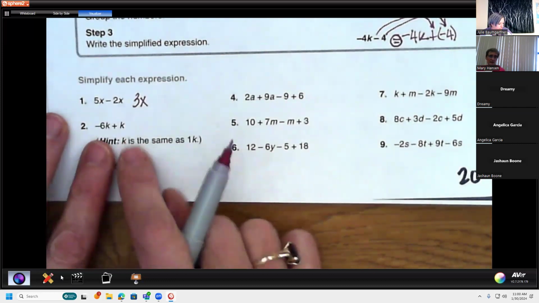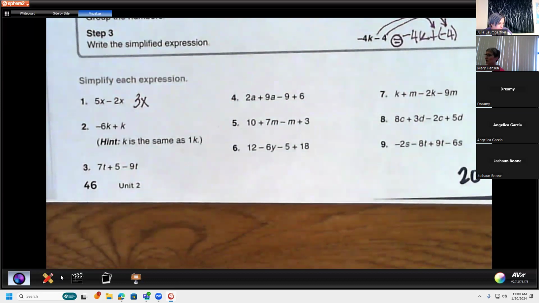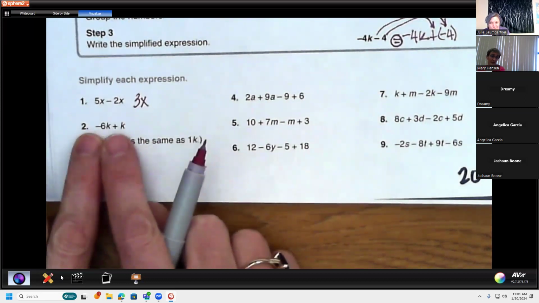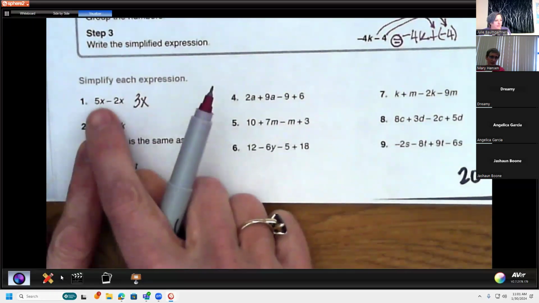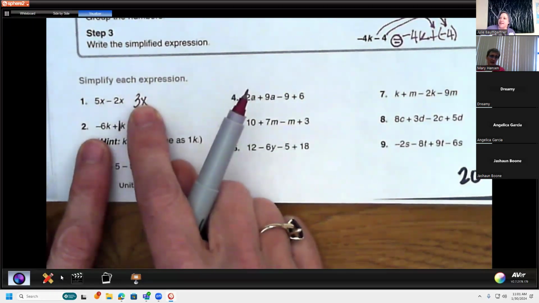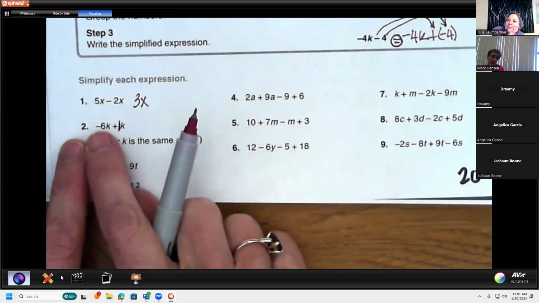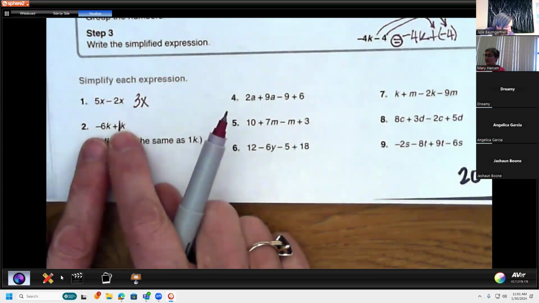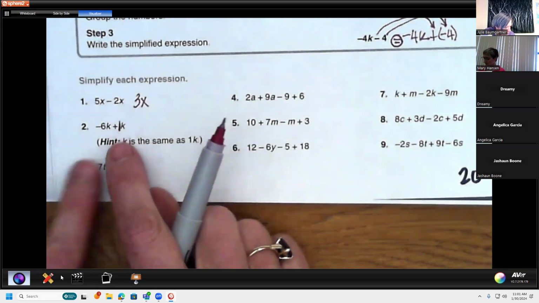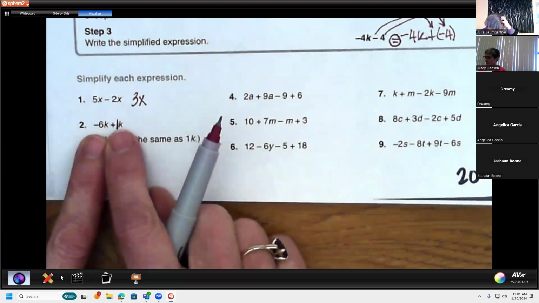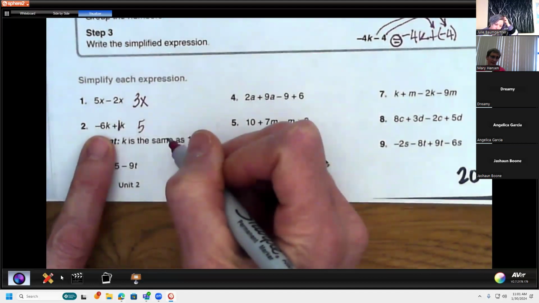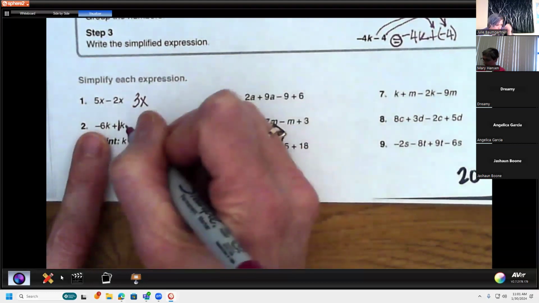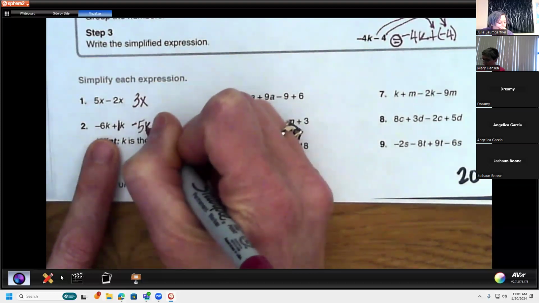Number 2, it gets a little more challenging because we don't talk about having -6 things, right? But I have -6K plus K. And that's the idea that K is just 1K. And so just like I subtracted the 5 and the 2 to get 3, all I do here is add the -6 plus 1, and I get that many K left. So -6 plus 1, signs are different, so I subtract, and the 6 is bigger than the 1, the 6 is negative, so I have -5K.